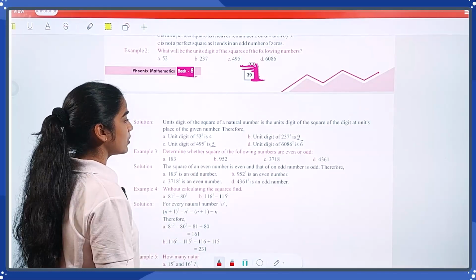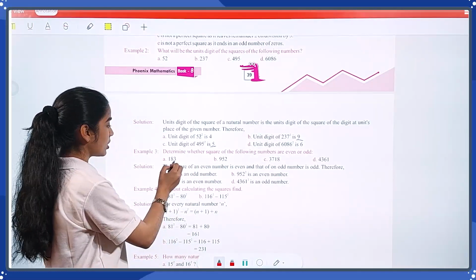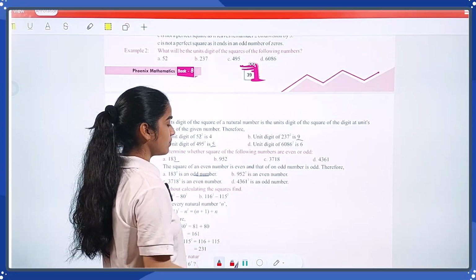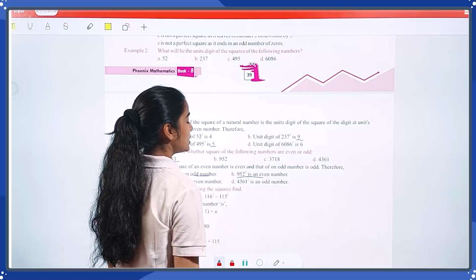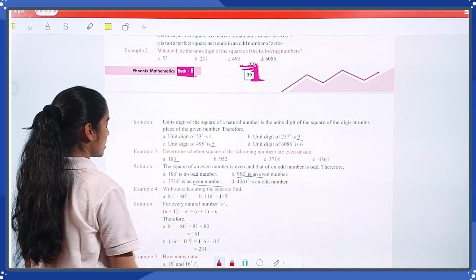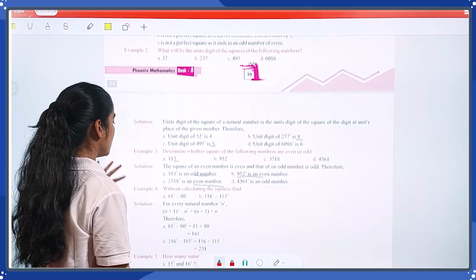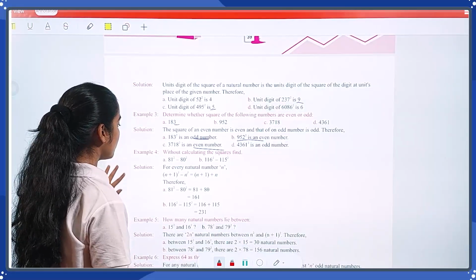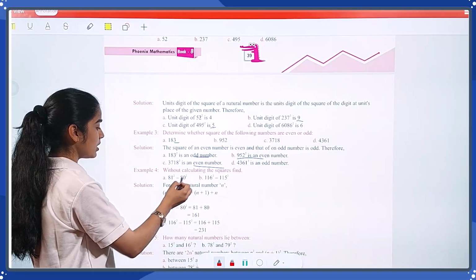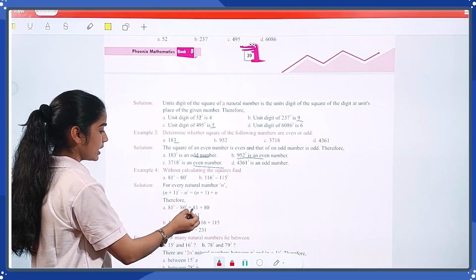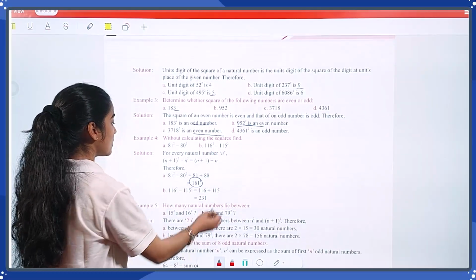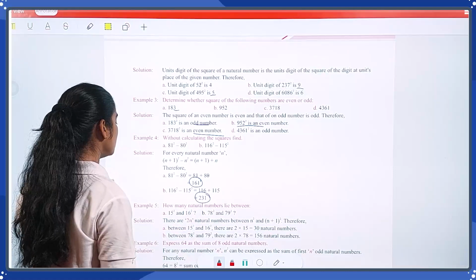Determine whether the squares of the following numbers are even or odd. This is an odd number, so the square is odd. Then 952 is an even number, so even. Then 3718 is an even number, so the square is also even. Without calculating the square, find the following. 81 square minus 80 square is n plus n minus 1. So 81 plus 80 is 161. 116 plus 115 is 231.